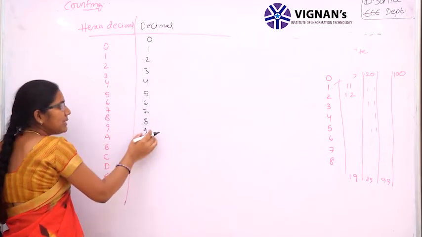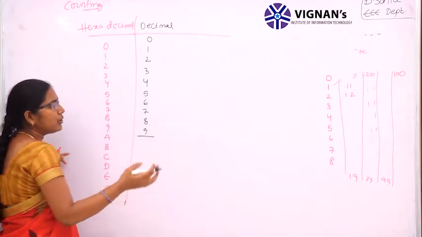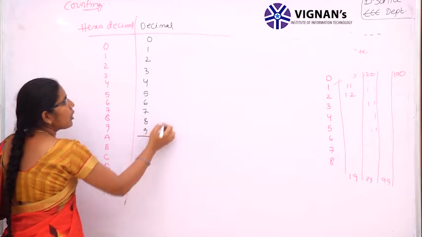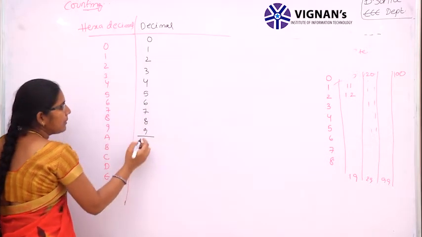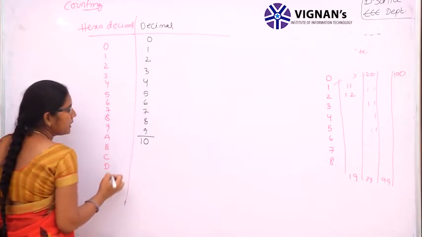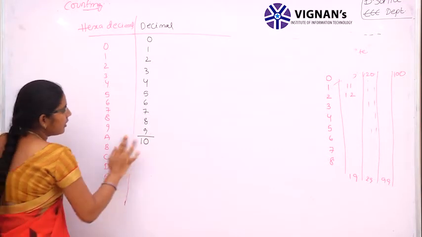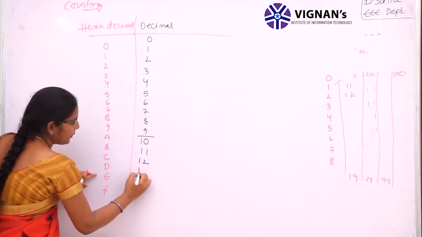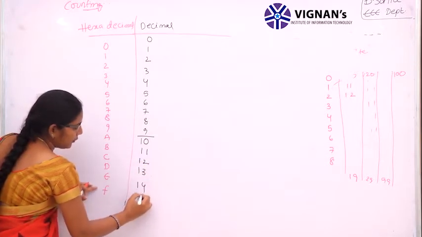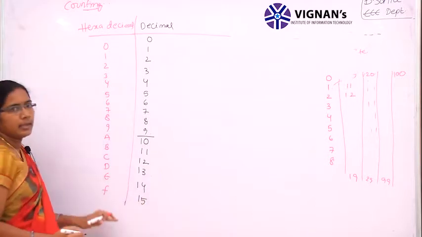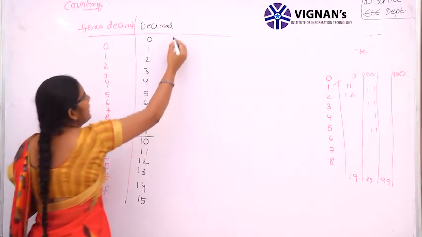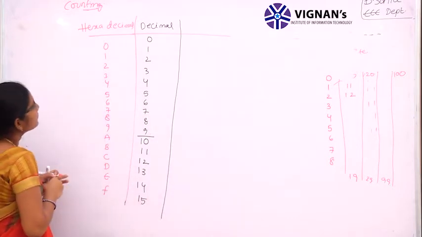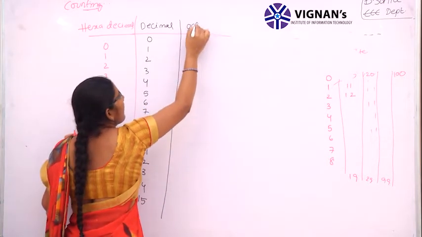But in the decimal number system, after 9, we don't have unique numbers. So we need to develop numbers as a combination of these unique numbers. So the next number will be 10 and 11, 12, 13, 14, 15, like that. Next, we'll see the equivalent in the octal number system.